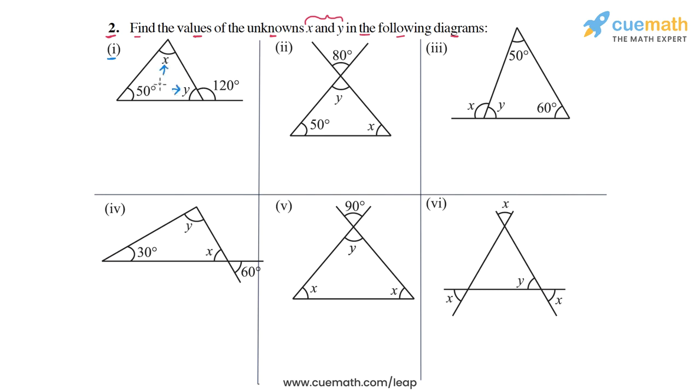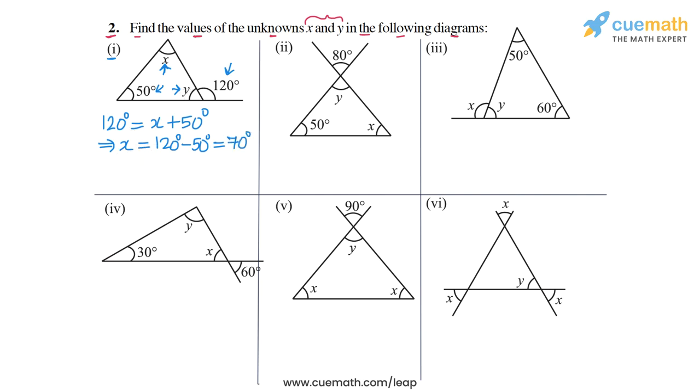In the first part, the unknowns are this angle x and this angle y. To find x, we can use the exterior angle sum property of a triangle, which says that any exterior angle is equal to the sum of the opposite interior angles. So this exterior angle, 120 degrees, will be equal to the sum of the opposite interior angles x and 50 degrees. So we can write 120 degrees is equal to x plus 50 degrees, and from here we will get x is equal to 120 degrees minus 50 degrees, or 70 degrees. So the measure of x is 70 degrees.